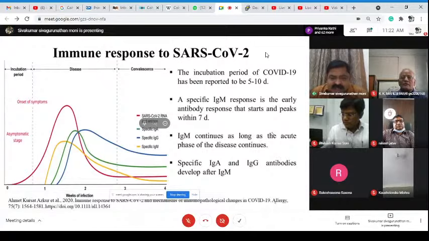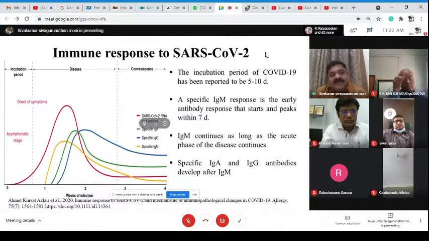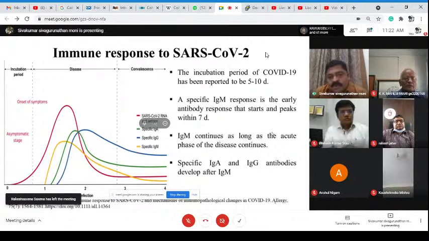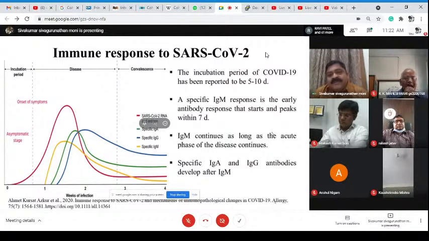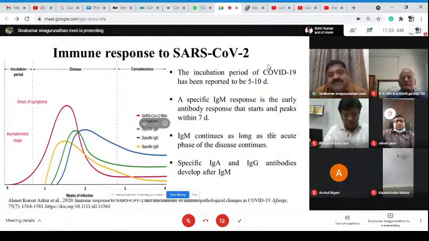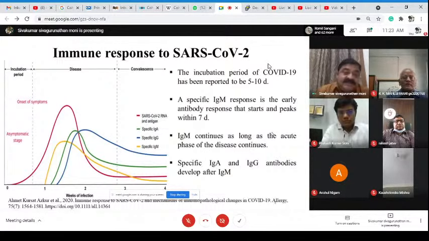Specific IgA and IgG antibodies also develop in the adaptive phase, and they protect us from the infectious agent through neutralizing capacity. Viral clearance happens. Beyond this, infection sets in because of the cytokine storm, and the infection becomes autoimmune in nature, destroying organs, leading to multiple organ failure and becoming fatal.